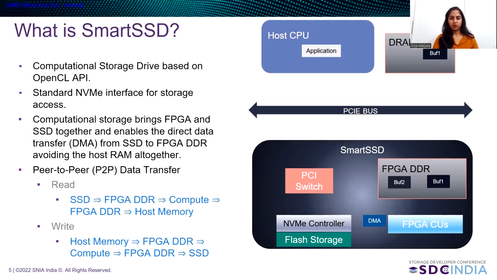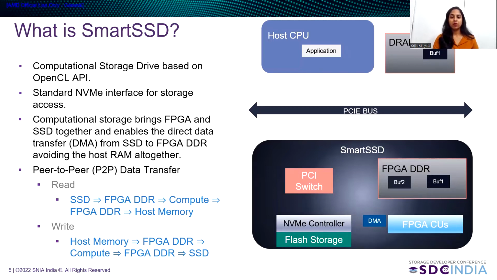Coming to the data flow, usually the data is read from the storage system to the x86 RAM and then moved to the FPGA DDR for computation. And the computed result is copied back from the FPGA DDR to the x86 RAM. In the case of huge data, this movement through the x86 RAM affects the overall system performance and efficiency.